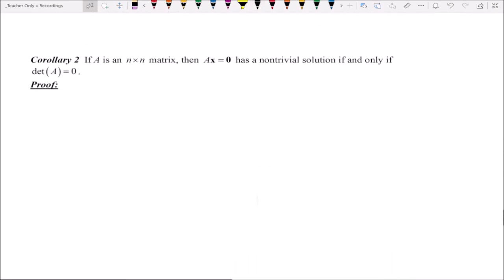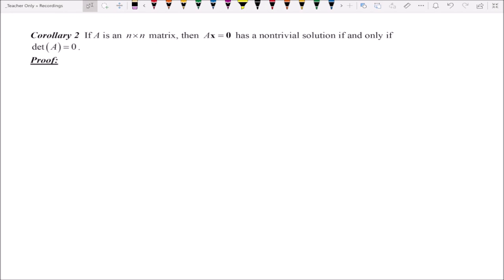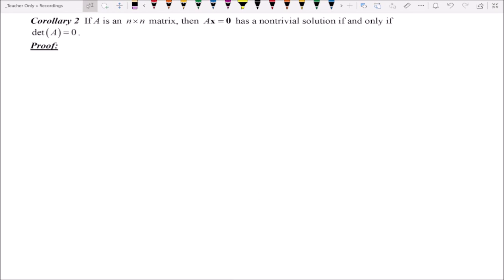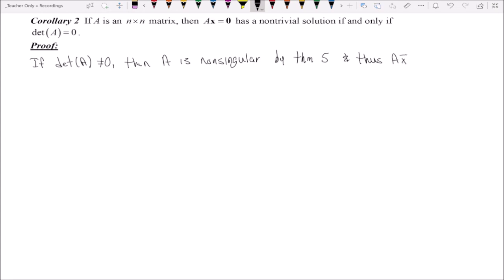Now, as a corollary, if A is an n by n matrix, then the system AX equals 0 has a non-trivial solution if and only if the determinant of A is equal to 0. Let's start by assuming that the determinant of A is not 0. Then A is non-singular by Theorem 5. And thus, the system AX equals 0 has only the trivial solution.